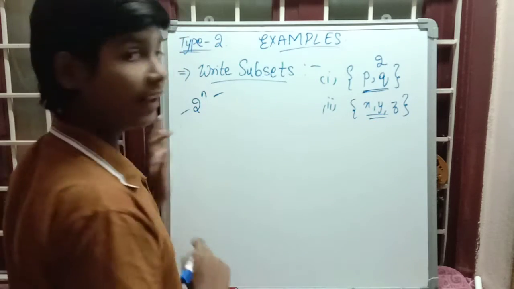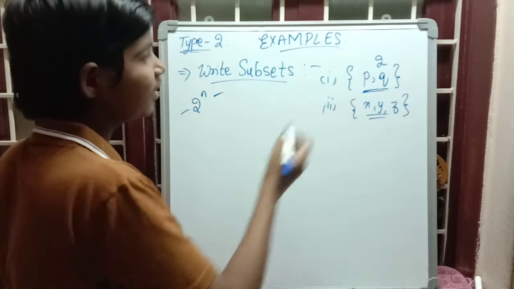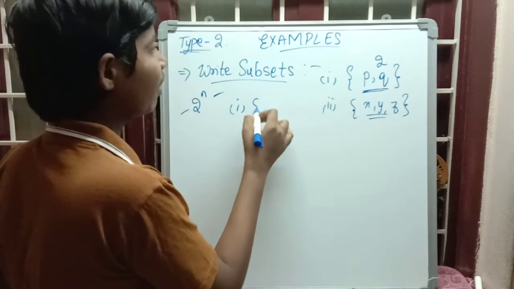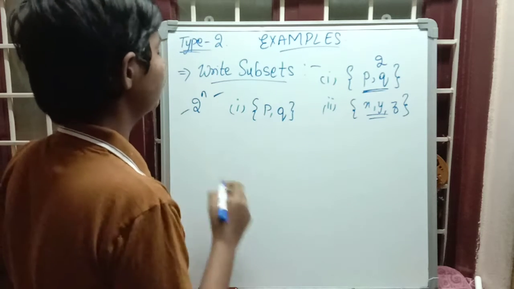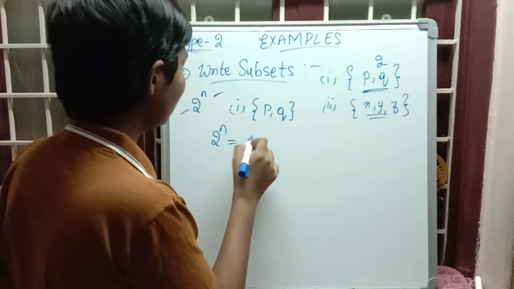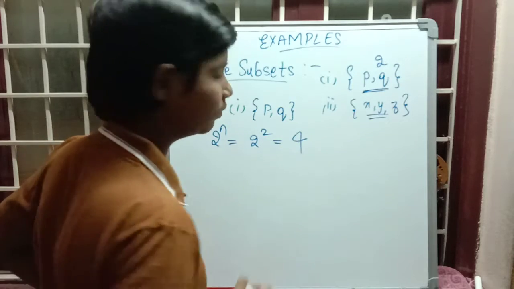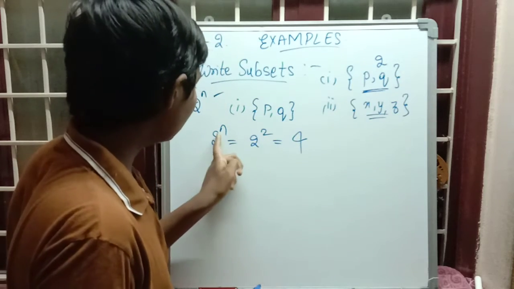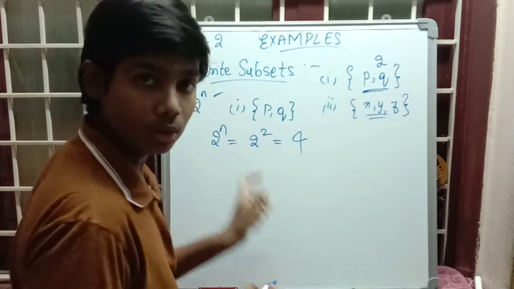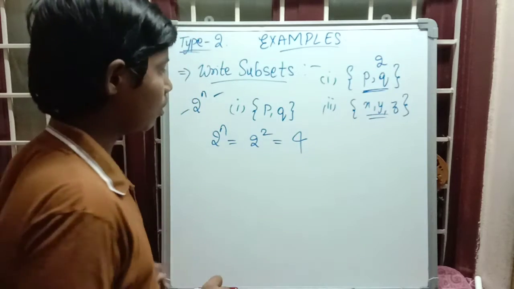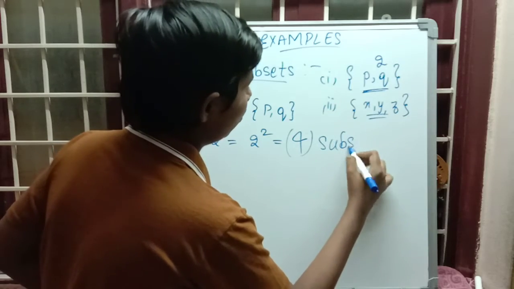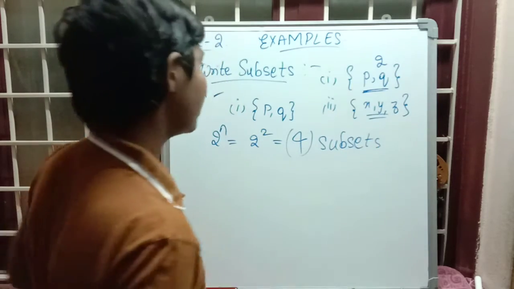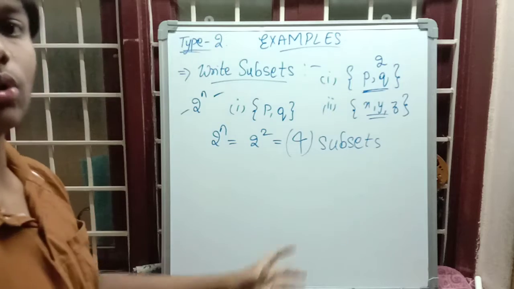Now write the subsets. Example first, given P comma Q. Formula is 2 power n, n value is 2 because 2 elements are there. 2 square, 2 into 2, is 4. So we will get 4 subsets of the given set P, Q. We have to write those.